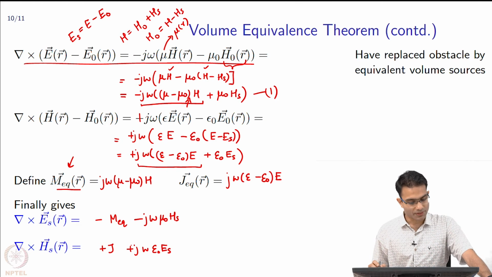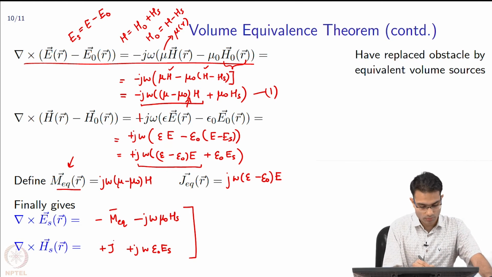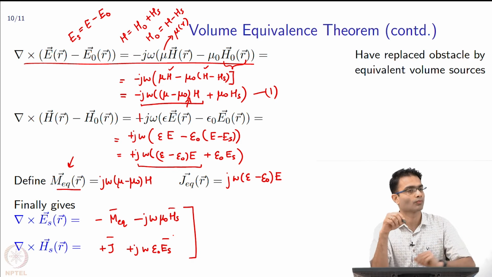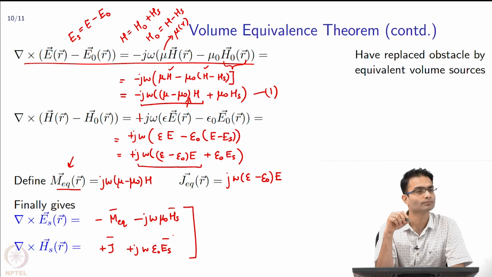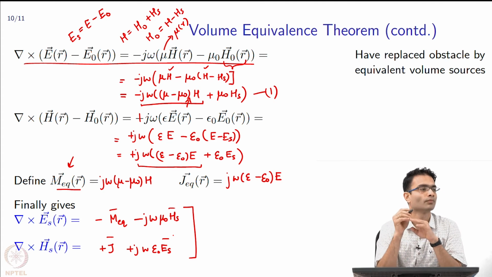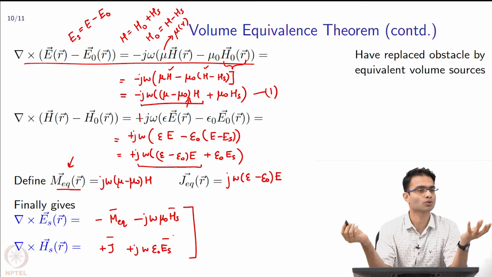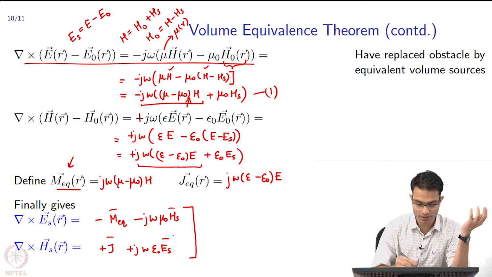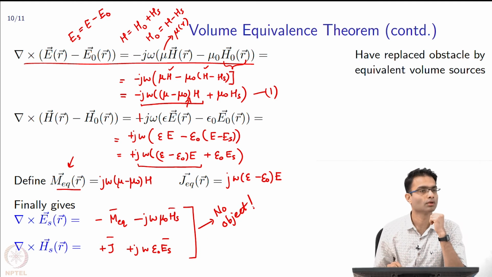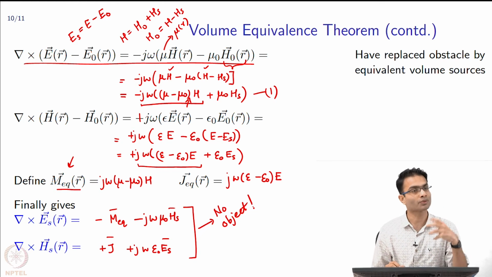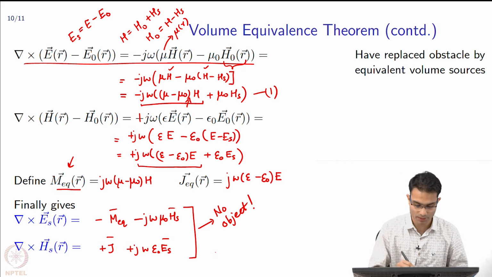Now when you look at these equations, what do they look like? They look like the original Maxwell's equations, in which case, when there is an object or when there is no object? No object, right. But what have we had to pay as a price? We have had to introduce some new equivalent currents.